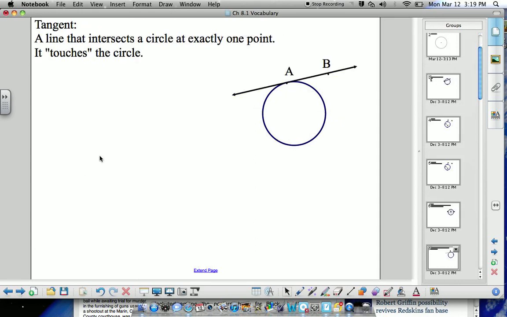A tangent. Now this is probably a new term for some of y'all. A tangent is a line that intersects a circle at exactly one point. We say it quote unquote touches the circle. But it's really key here that it would touch only at one point. Here the line would be AB, and it would be touching the circle at only point A.